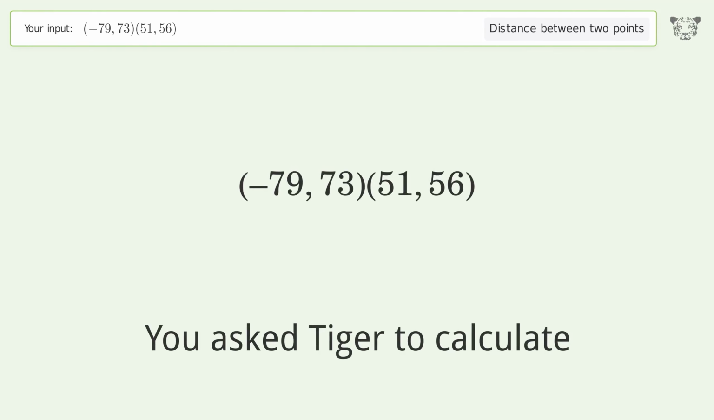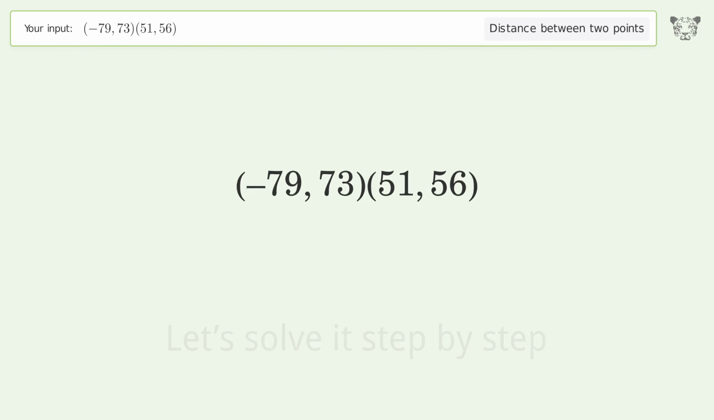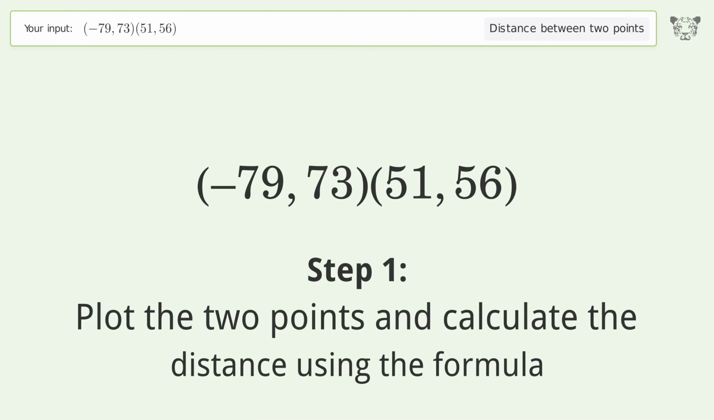You ask Tiger to calculate. This deals with the distance between 2 points. The distance between the 2 points is the square root of 17,189 or 131.107. Let's solve it step by step. Plot the 2 points and calculate the distance using the formula.